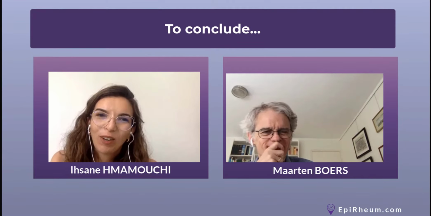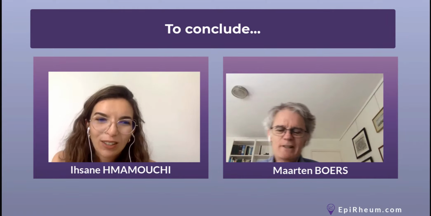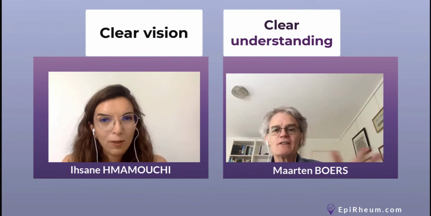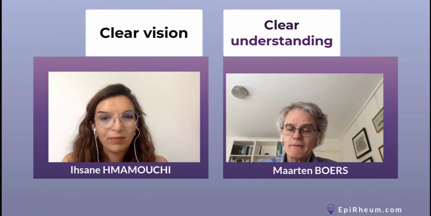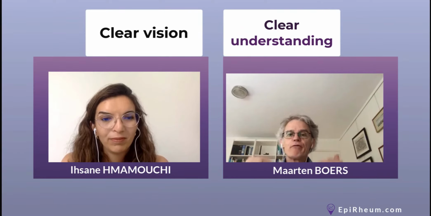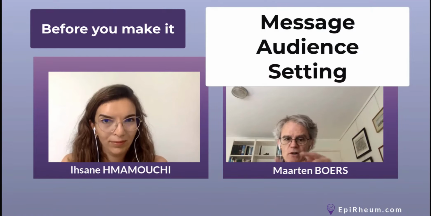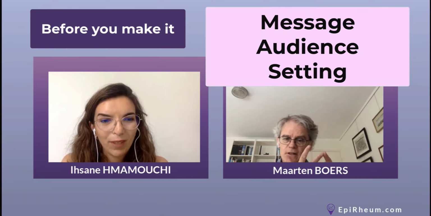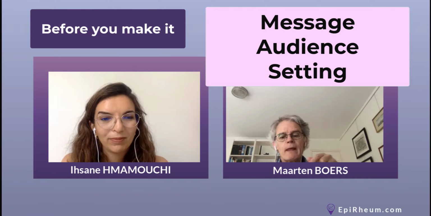Okay, it's clear. And if you have, just to conclude, one message. There's one thing we haven't talked about. So I said clear vision, clear understanding. That is to make it. But before you make it, you have to think about message, audience, setting. Because all these things interact.